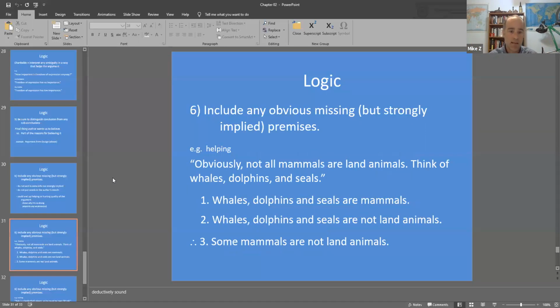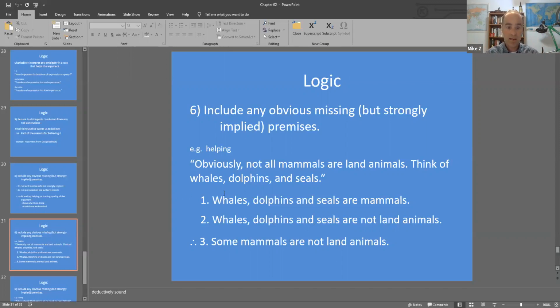So let's look at an example here. Let's say that what somebody wrote was, just obviously not all mammals are land animals. Think of whales, dolphins, and seals. So that's not really an argument exactly right there, right? Certainly not a well-crafted argument. It seems like there's an argument in there, but we need to modify it in a fair and charitable way in order to have an argument that we can actually assess.